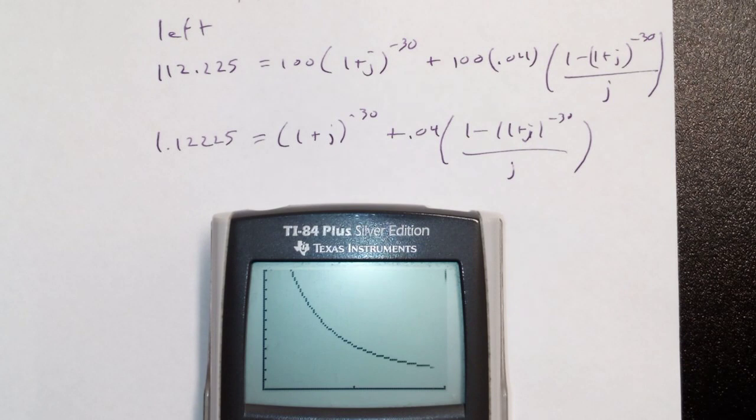This time, notice that as the yield value gets bigger, my price should get smaller. So there's my connection. Calculate the intersection this time. And this yield is 0.0334.